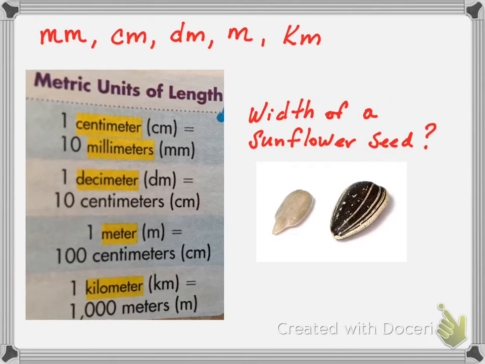What about the width of a sunflower seed? Millimeters, centimeters, decimeters, meters, or kilometers? Now, be careful, because if we go to a really big measurement like kilometers, that would be way too big. So think of something very tiny that we spoke about. Millimeters is very tiny. Remember the width of a dime? That's how we would measure the width of a sunflower seed, in millimeters.